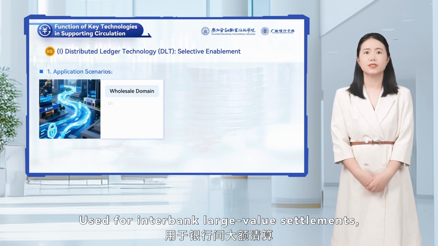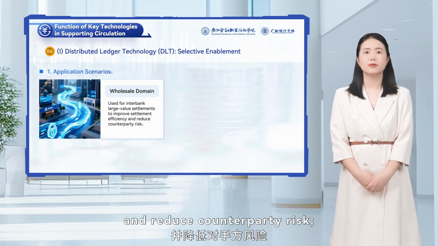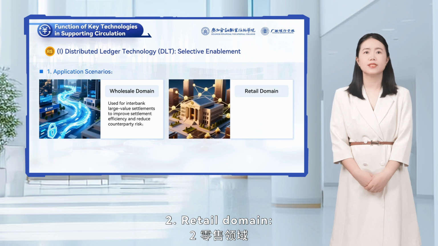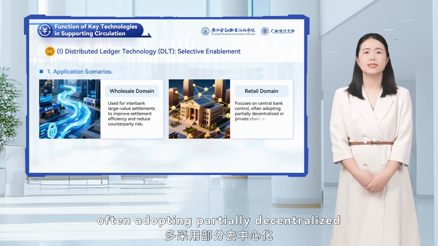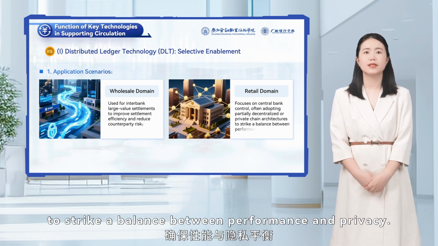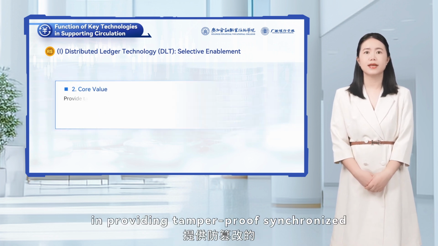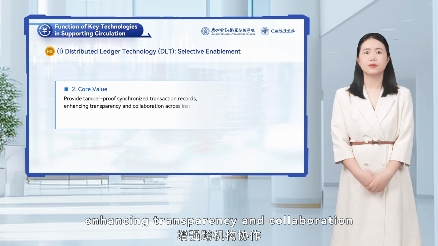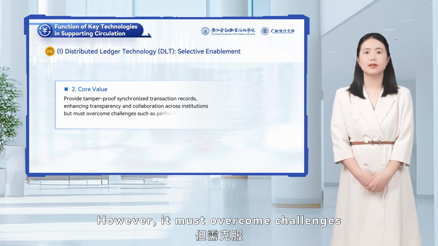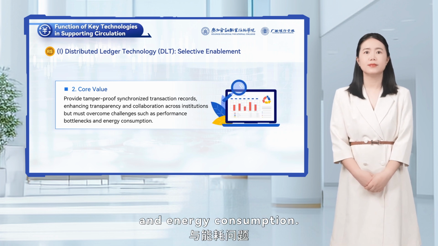1. Wholesale domain, used for interbank large-value settlements, such as in cross-border projects like mBridge, to improve settlement efficiency and reduce counterparty risk. 2. Retail domain, focuses on central bank control, often adopting partially decentralized or private chain architectures to strike a balance between performance and privacy. Its core value lies in providing tamper-proof synchronized transaction records, enhancing transparency and collaboration across institutions. However, it must overcome challenges such as performance bottlenecks and energy consumption.